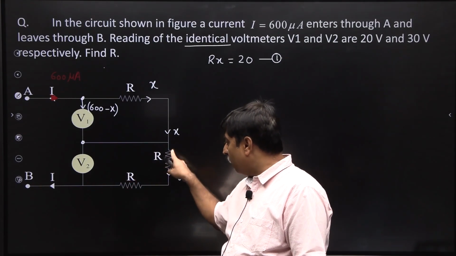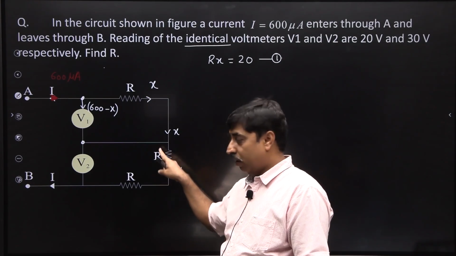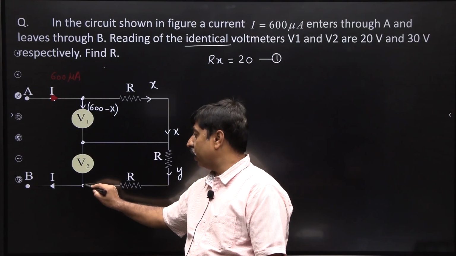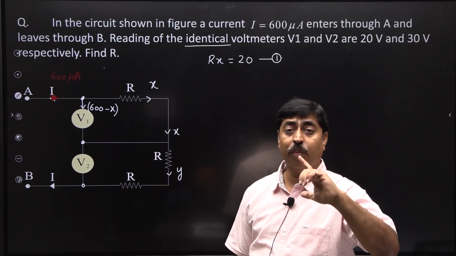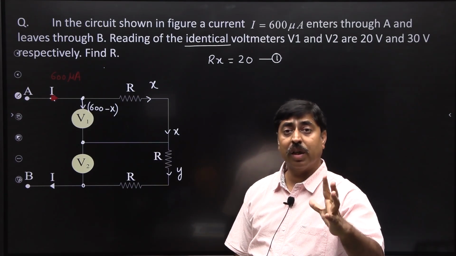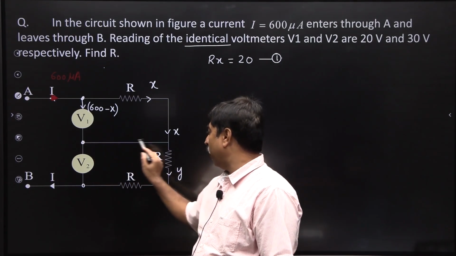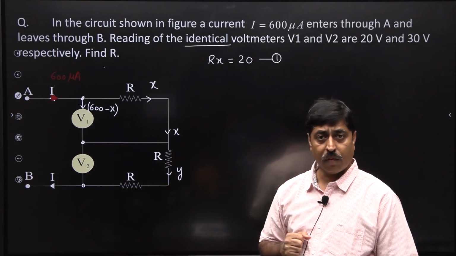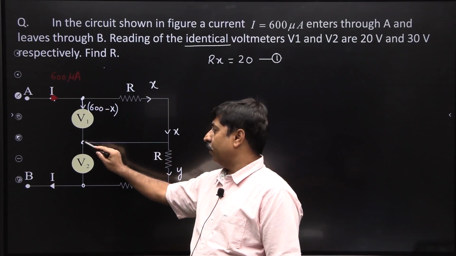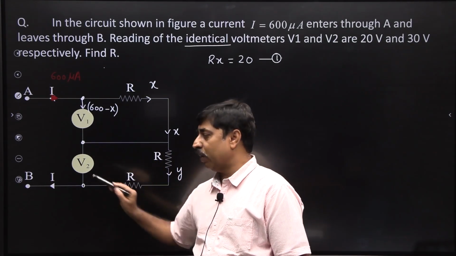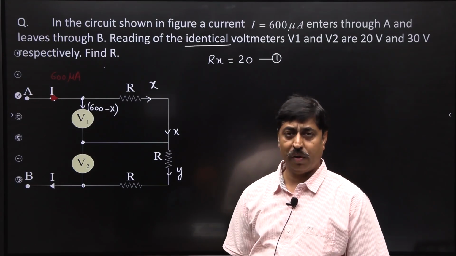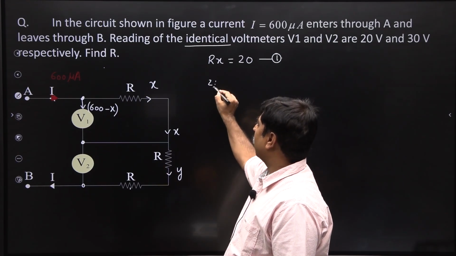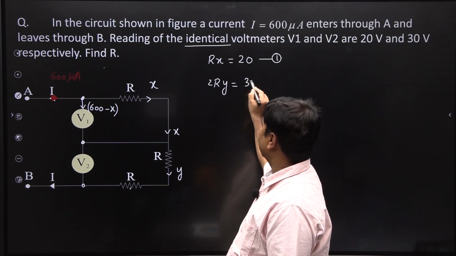So, 2R into Y, that is RY plus RY, 2RY, must be equal to 30 volt, because the potential difference between this point and this point is 30 volt. The reading of the voltmeter is 30 volt, means potential difference is 30 volt. So, if I move from this point to this point via this route, I face 2 resistors in the path, right. So, obviously, if I move from this point to this point here, the drop in potential will be 30 volt. So, R into Y plus R into Y, which means 2RY is 30 volt.